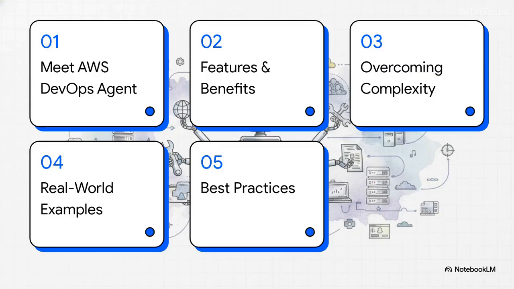To get us there, here's our roadmap for this explainer. First, we'll meet the AWS DevOps Agent. Then, we'll cover its features and core benefits, followed by overcoming the complexity challenge. After that, we'll look at some real-world industry examples. And finally, we'll wrap up with best practices for success.